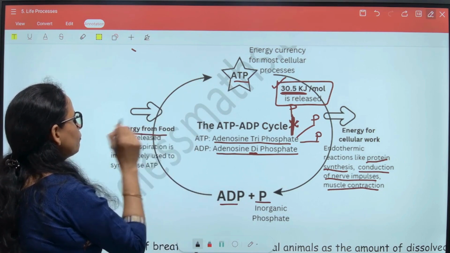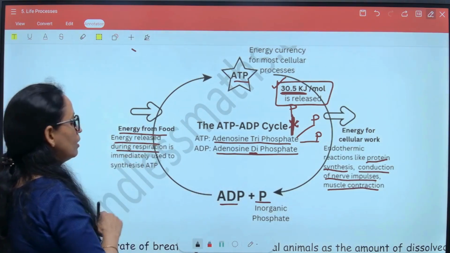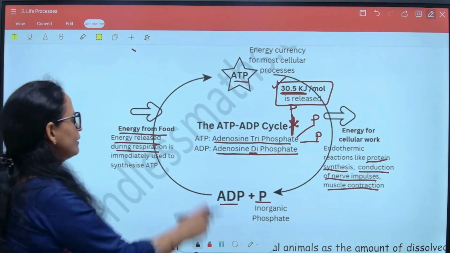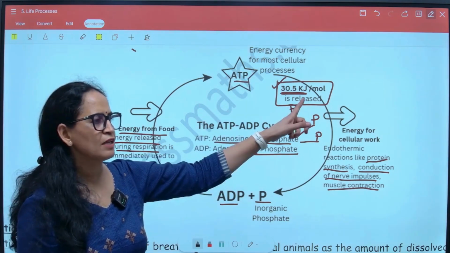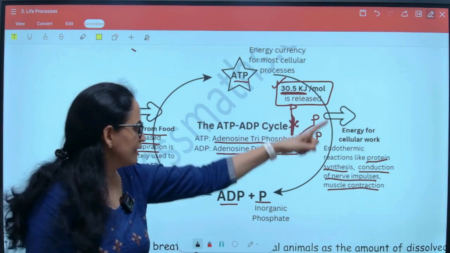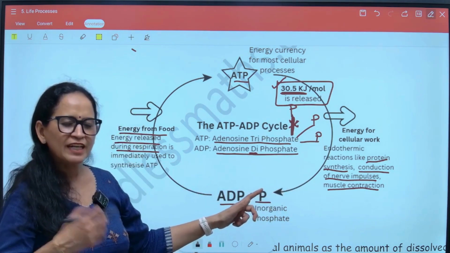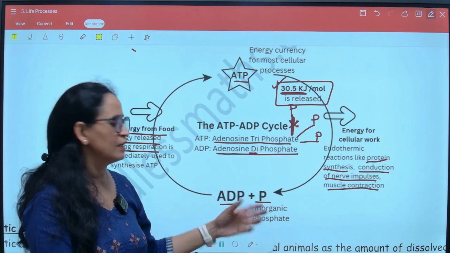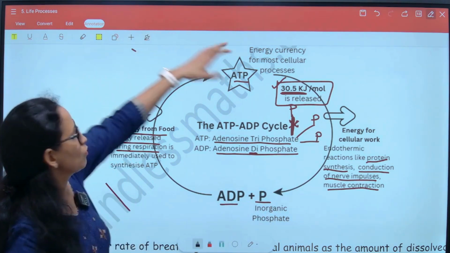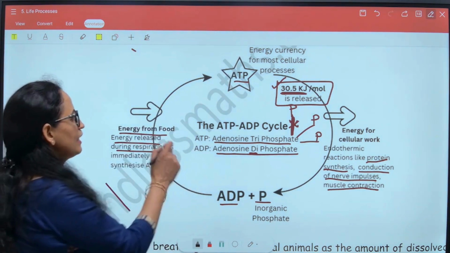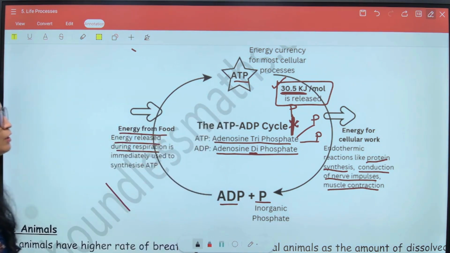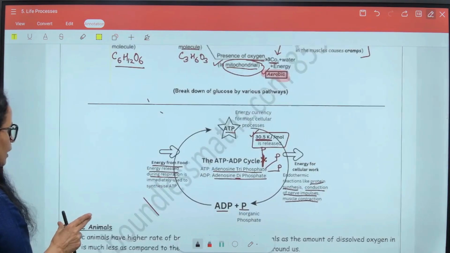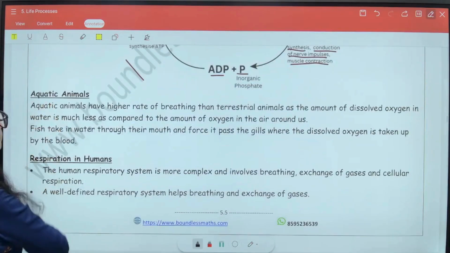So energy from food, energy released during respiration, energy released by the mitochondria, helps in synthesis of ATP back, right? So ATP releases energy that is used by cellular activities and gets converted to ADP and phosphorus. Mitochondria synthesize the energy by breaking down food, put them together again, and then again store the energy in the form of ATP. So this is the ATP-ADP cycle, which is very, very important. Don't skip this. The amount of energy released by breakdown of one molecule, again I am repeating, 30.5 kilojoules, very important.